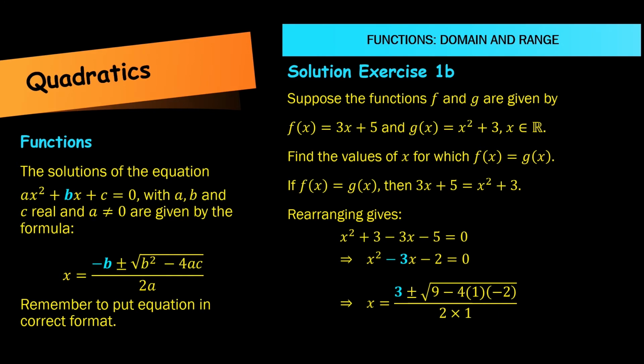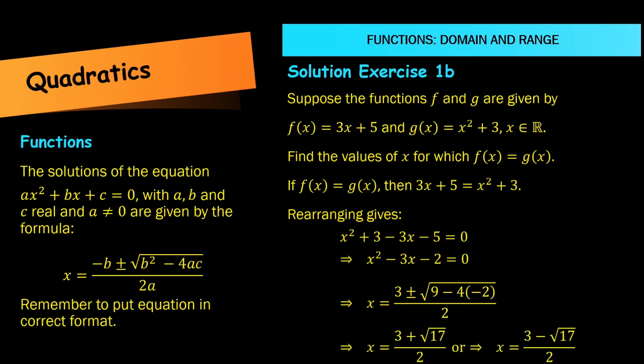Minus b is plugged in here. So minus b is of course minus minus 3, which is 3. b squared is minus 3 squared, which is 9. A is equal to 1. And c is equal to minus 2. And then we tidy up a little bit. And when we tidy up some more, we have x equals 3 plus root 17 all over 2, or x equals 3 minus root 17 all over 2. As shown.